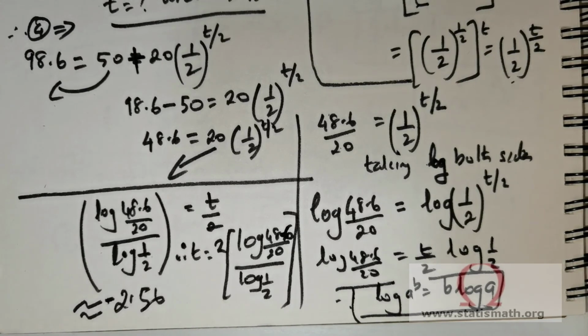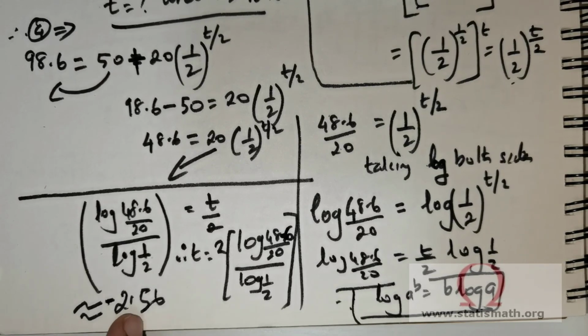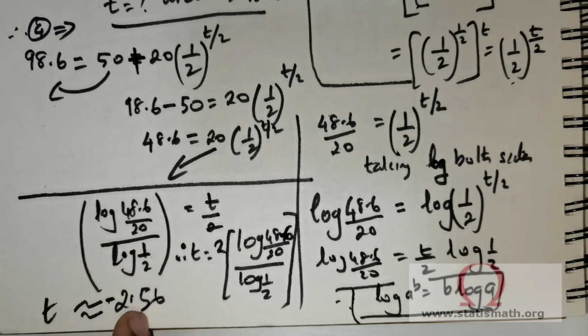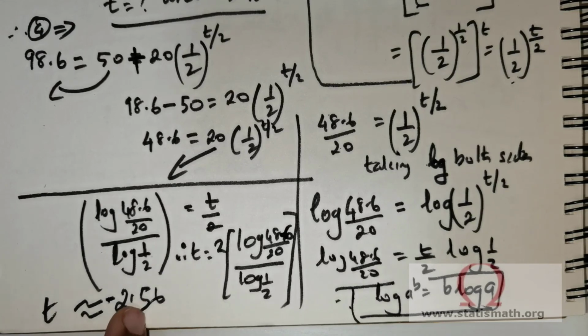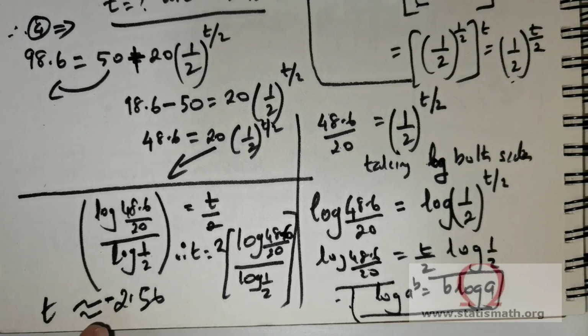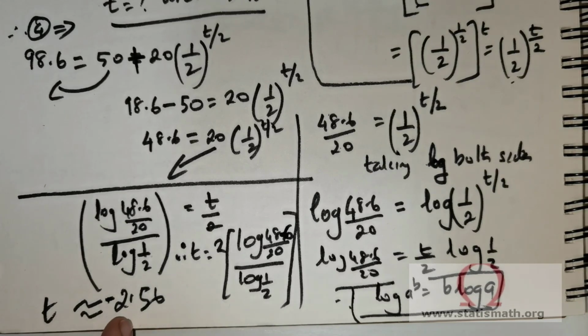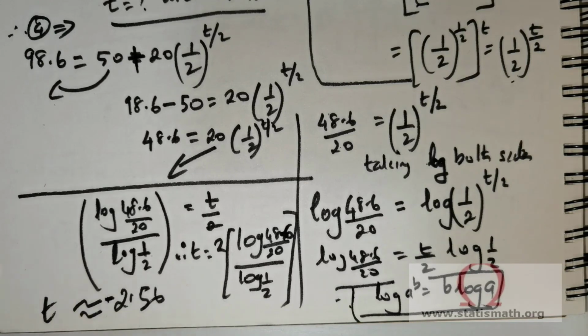Now the question is, what is the meaning of this? So you will have to remove this t. This is actually 2.56 hours negative. So that means the murder would have taken place approximately the time minus this many hours. So this is the solution for this question. The value of t is 2.56 with a negative sign. So that completes the solution for this question.